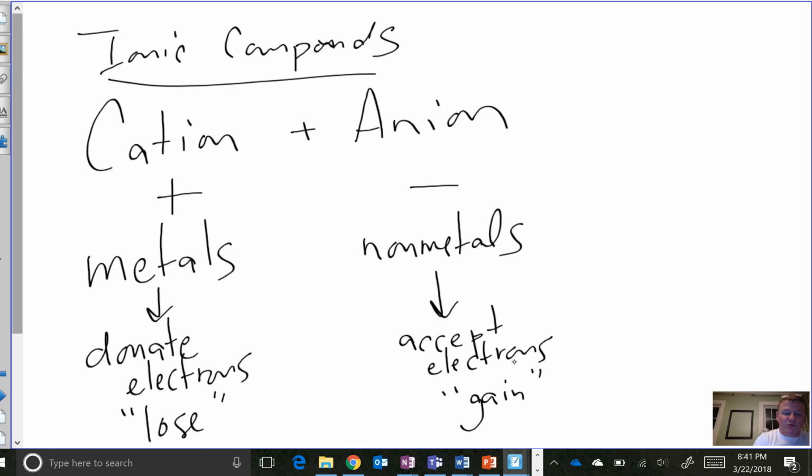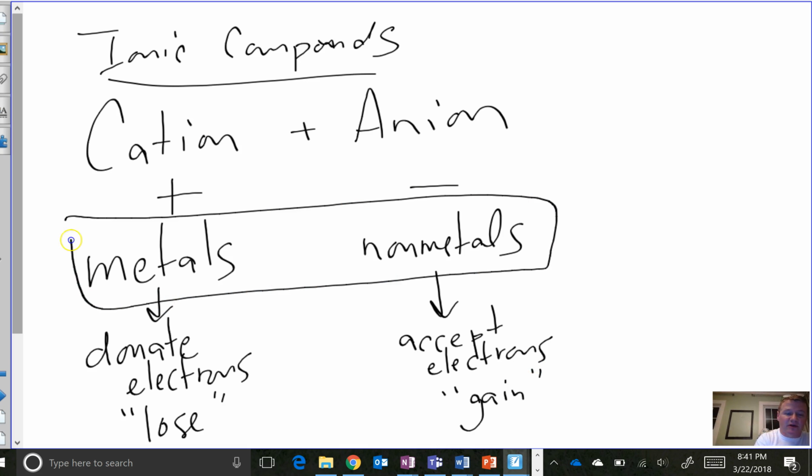Okay? So this is fundamental in understanding ionic compounds and being able to identify them. Dead giveaway: if it is a metal and a nonmetal paired together, ding, ding, ding, it's an ionic compound, all right? So that's your first point of recognition in determining whether something is ionic or not.